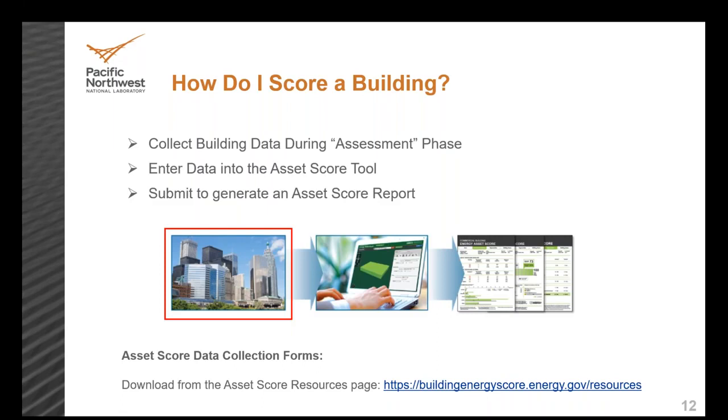A couple things I want to point out about data collection. You may record data using your own custom form or spreadsheet, or use the Asset Score data collection forms, which are available to download from the Asset Score resources page listed here. These available forms include either a short form, which lists the minimum required data fields necessary to generate a score. It's used for simple buildings and if you have a limited knowledge of asset details. And then there's a long form, which includes all of the available asset score input fields and identifies which of these fields are required and which are optional.